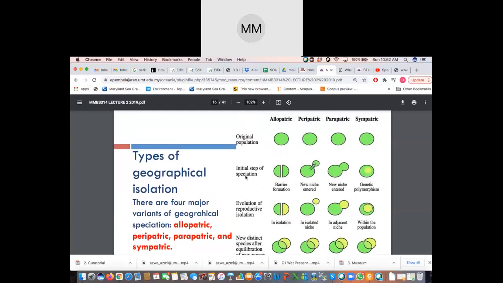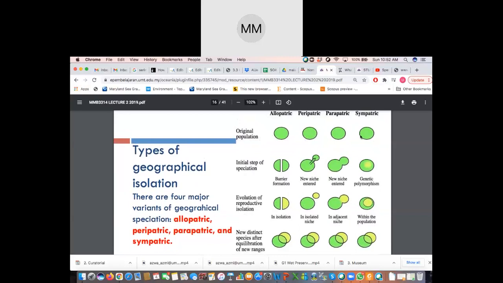Now what basically happens is this is the original population, and the outcome is that it forms into separate populations. But the process of how this happens is different. With Allopatric, you have a very definitive barrier that separates 2 equal populations, and then one becomes isolated from the original. The Peripatric is somewhat similar, but it's not a 50-50 barrier. It's a small group that is isolated.